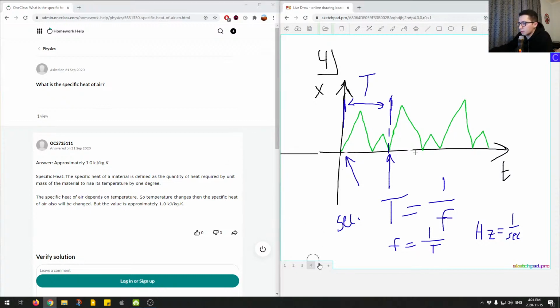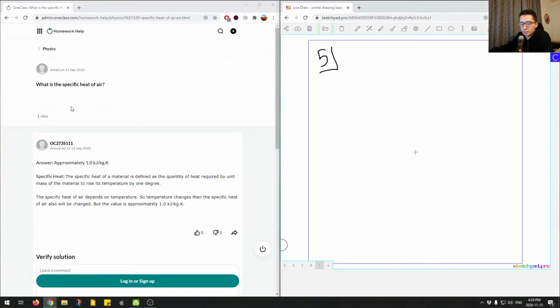Alright, so question number 5. Here we're asked, what is the specific heat of air? Just give me a second. Alright, so for the specific heat of air, the answer given is approximately 1 kilojoule per kilogram Kelvin.